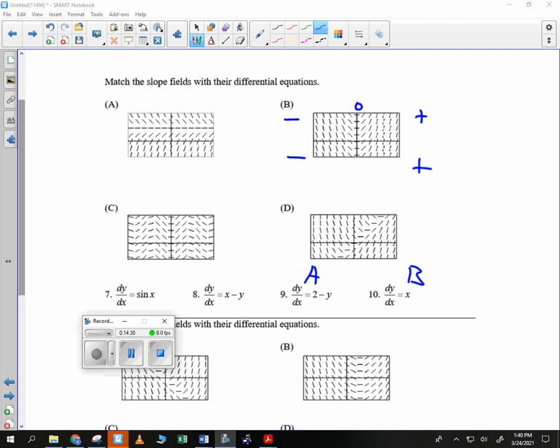How about letter D? That is correct. X minus y. So if the two values are the same, they'll subtract and get 0. Notice whenever the values are the same, you subtract and got 0. And then this last one, obviously this matches with sine of x.